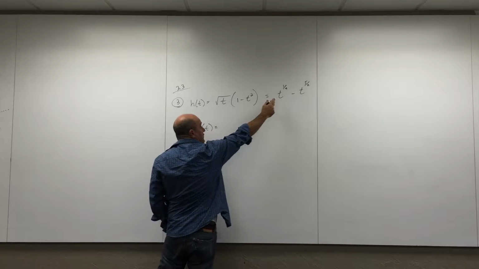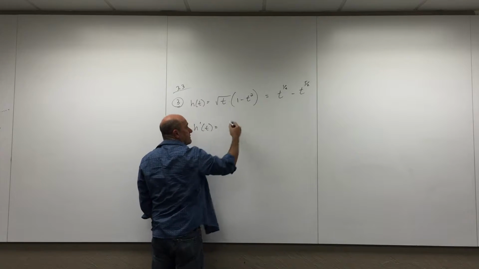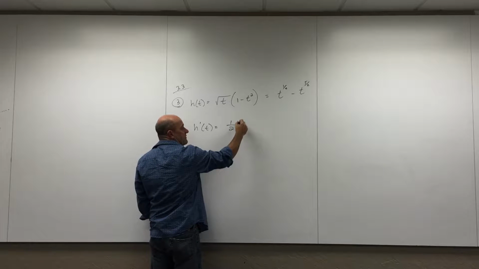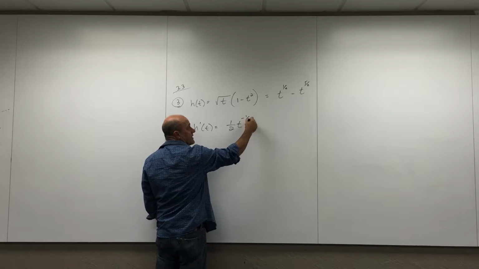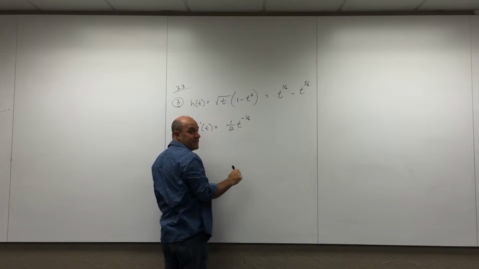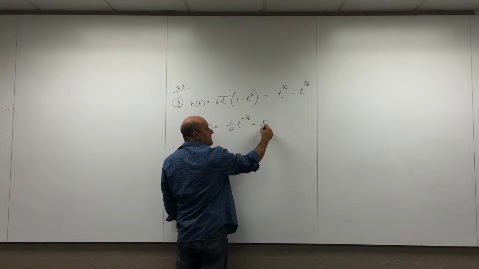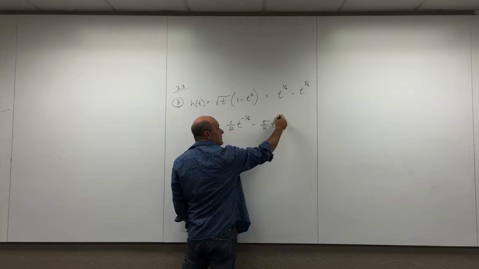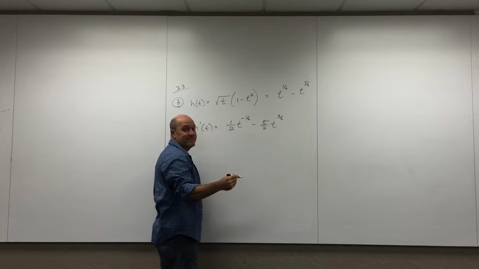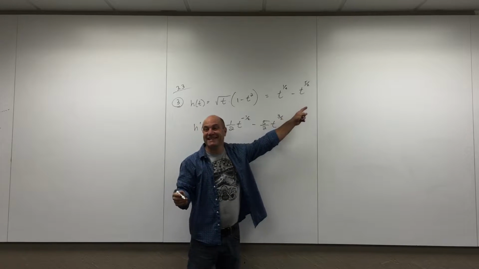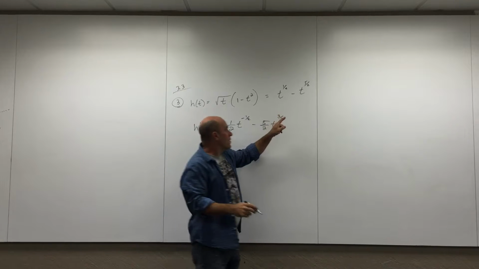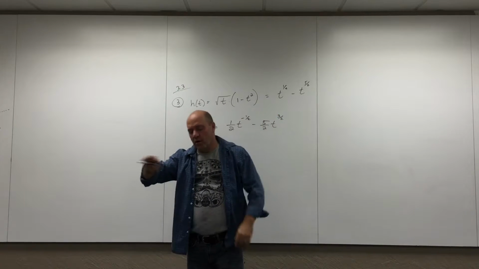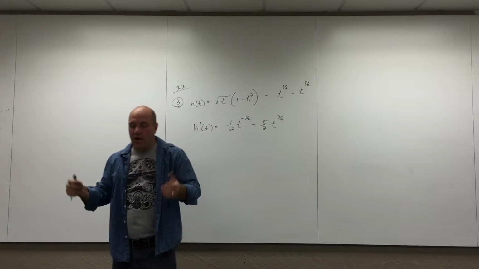So I'm doing this guy's derivative. 1/2 t to the negative 1/2. That's how you do it. Minus 5/2 t to the 3/2. When you subtract 1, so we take the derivative of the first, and you're supposed to add. Well, hold on. I avoided the product rule. I'm sorry. So there's right.